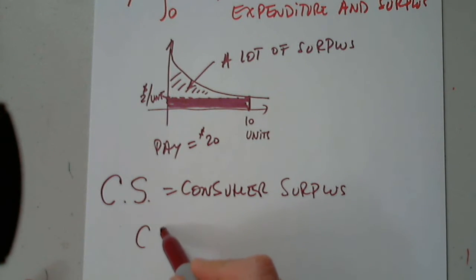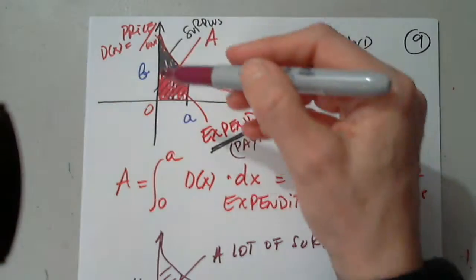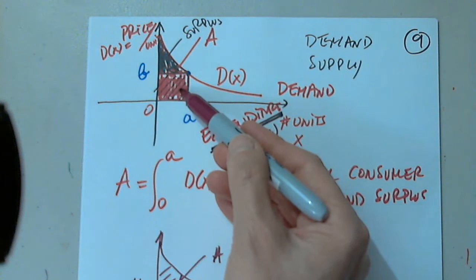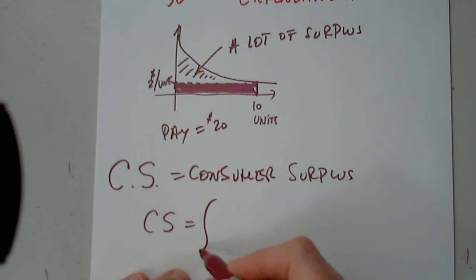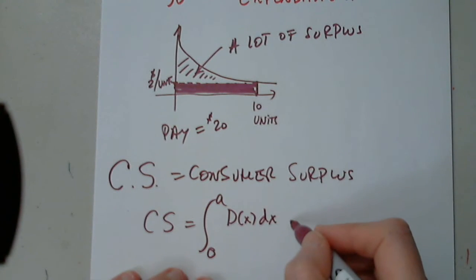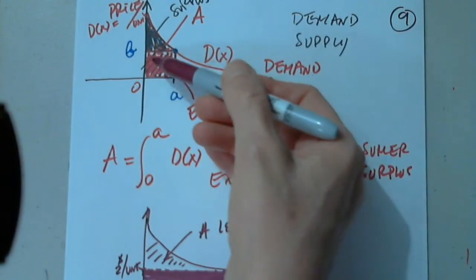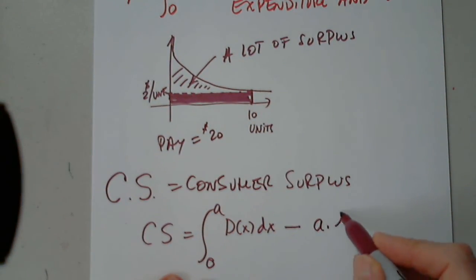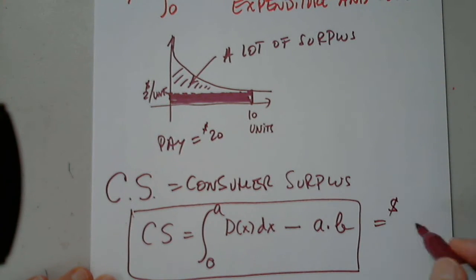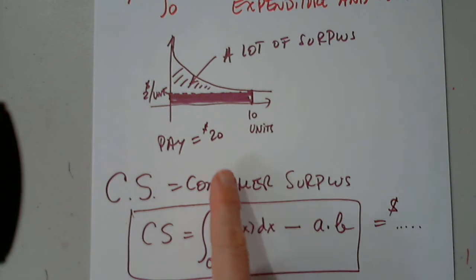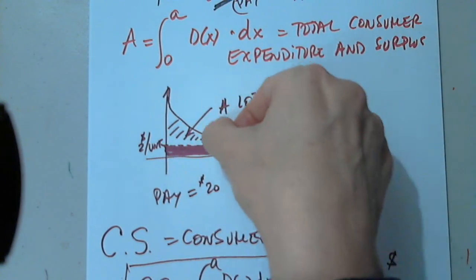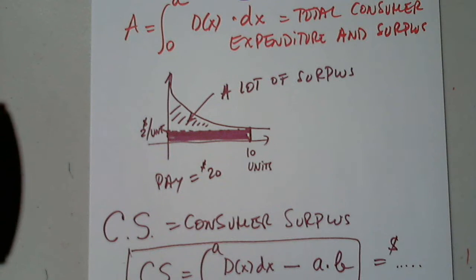So consumer surplus equals all this area subtracting this area. So it's the integral from 0 to a of d of x dx minus the area a times b. This is it, and this will have a dollar sign to it. So I'm paying $20, but actually I'm getting this in money terms that I enjoy without paying for.